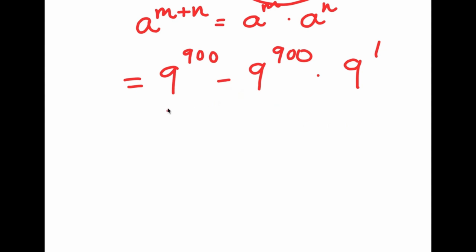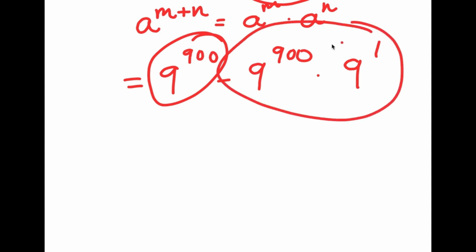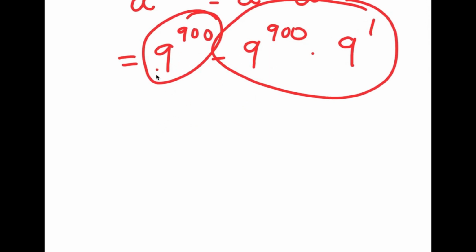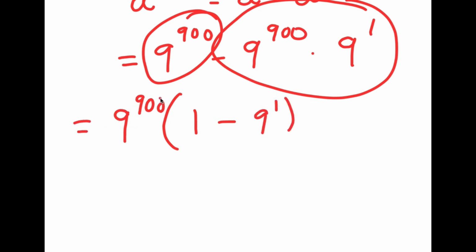Now from here, notice how we have two terms here. Our first term is 9 to the power of 900, and our second term is 9 to the power of 900 times 9 to the power of 1. Because both of our terms have 9 to the power of 900 in them, we can factor that out. So we factor out 9 to the power of 900, and we get 9 to the power of 900 times, 9 to the power of 900 divided by 9 to the power of 900 is 1, minus 9 to the power of 900 times 9 to the power of 1 divided by 9 to the power of 900 is simply just 9 to the power of 1. So I get 9 to the power of 900 times 1 minus 9 to the power of 1.